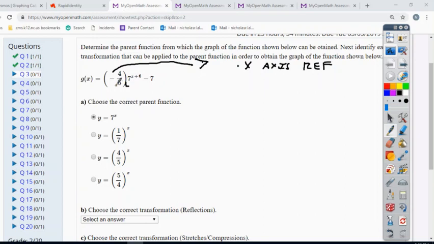We have 4/5 outside the function, so that's going to be, 4/5 is a fraction less than 1, so that's a 4/5 vertical shrink. Remember, if it was inside the function, it would be horizontal, but this 4/5 is outside the function. Vertical shrink.